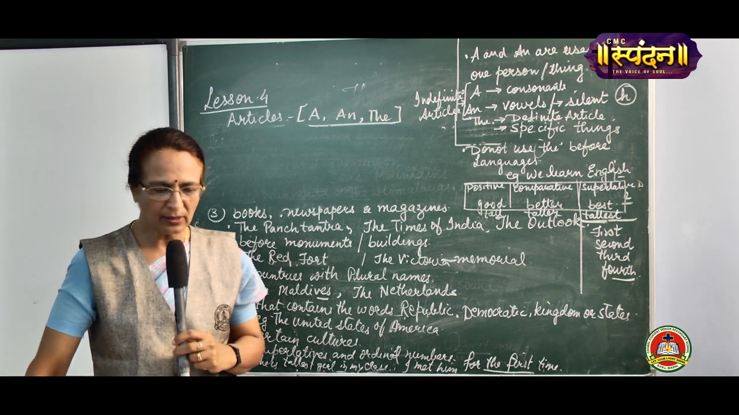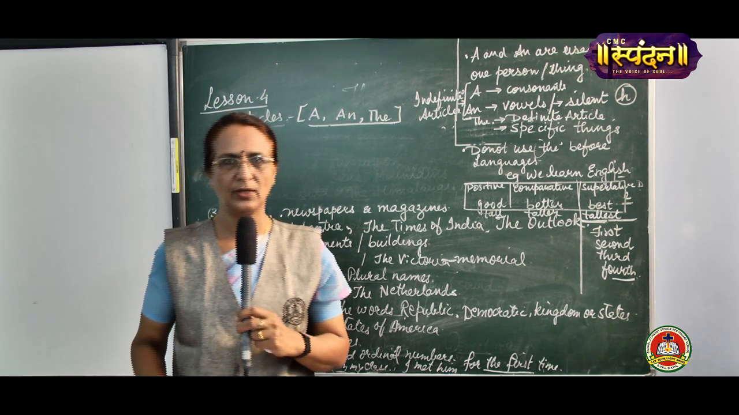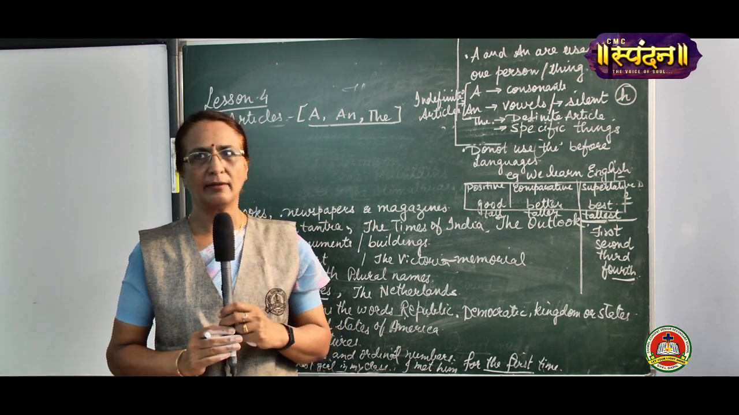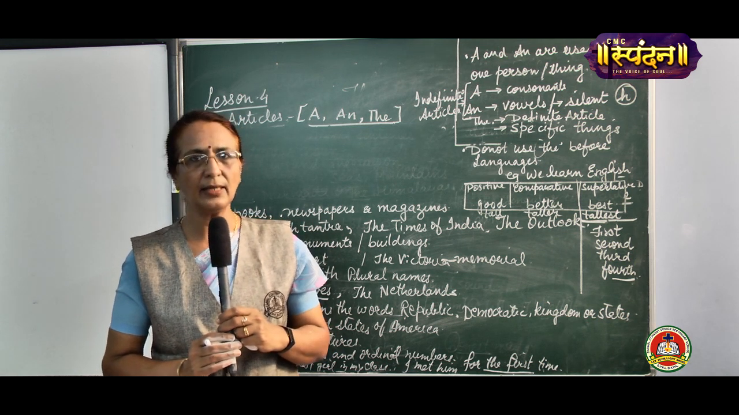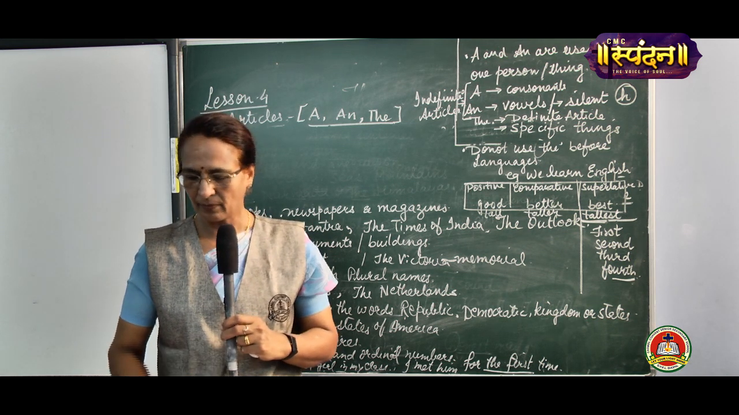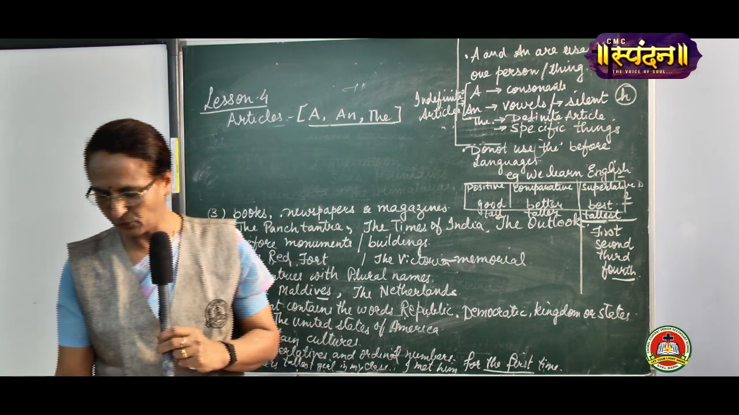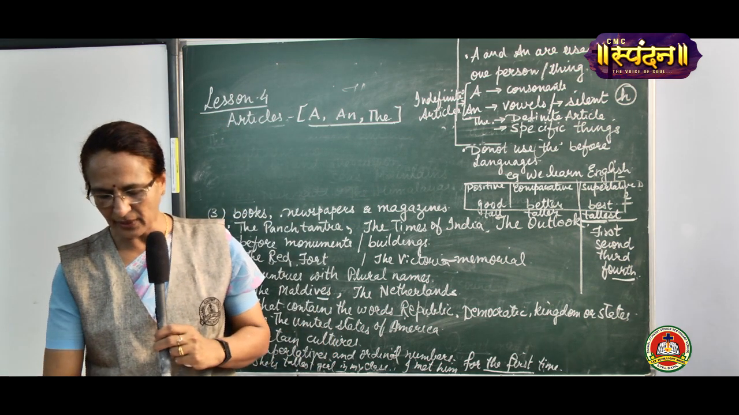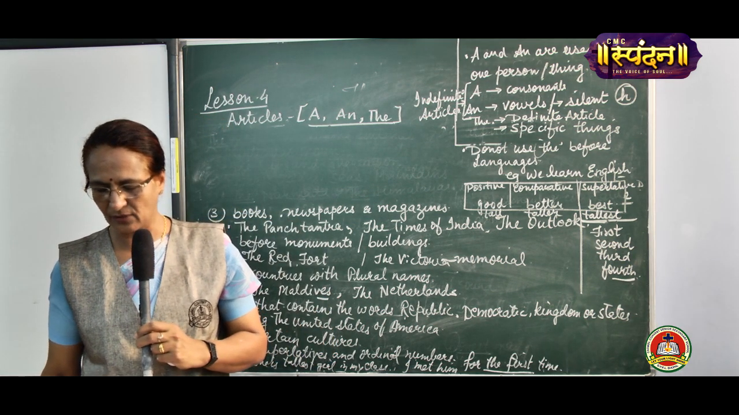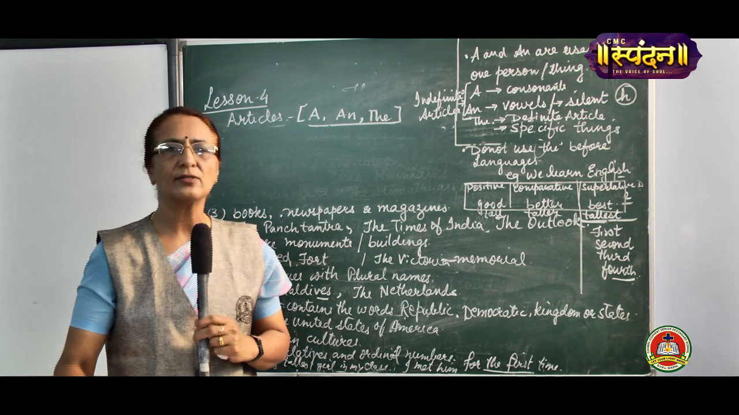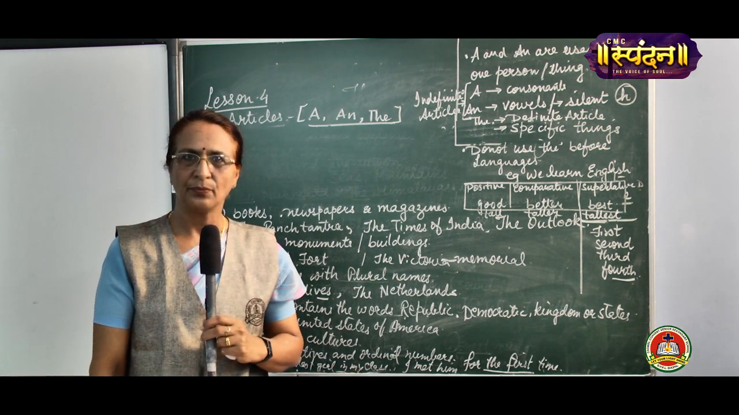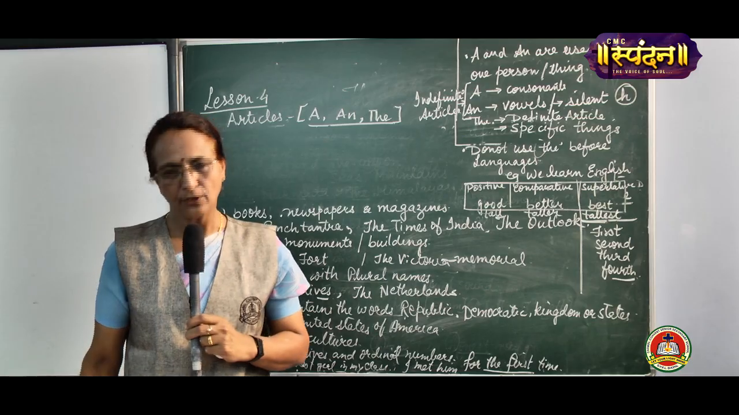Children, with this we come to the end of the lesson of the articles. I think you all have understood it nicely. Read the book, lesson 4, and revise and try to do it yourself. Reading and rereading is really going to help you. Is that clear? Thank you so much.